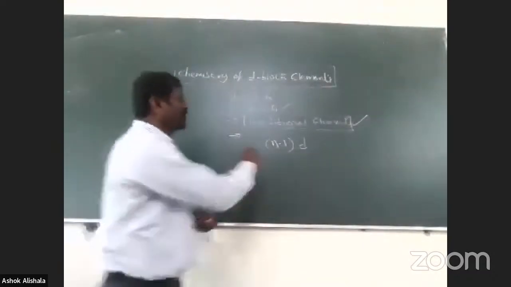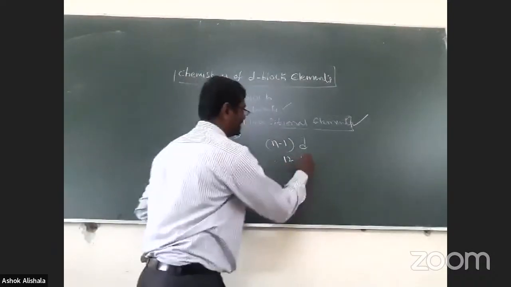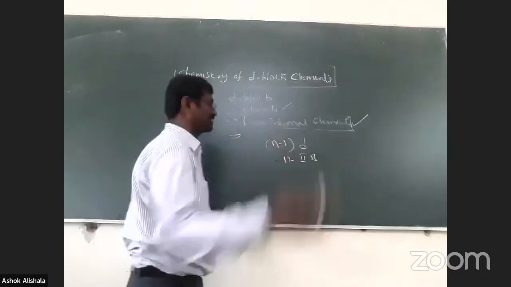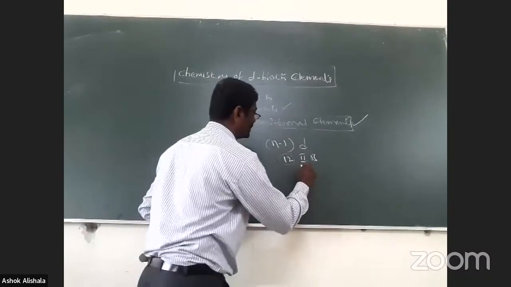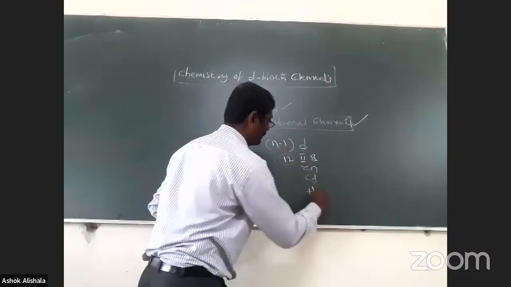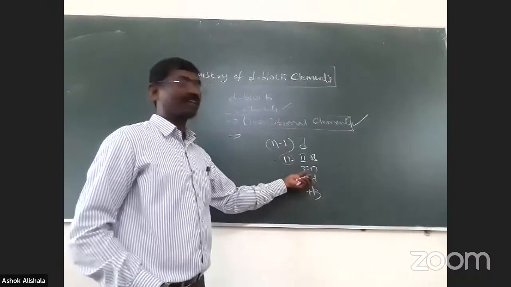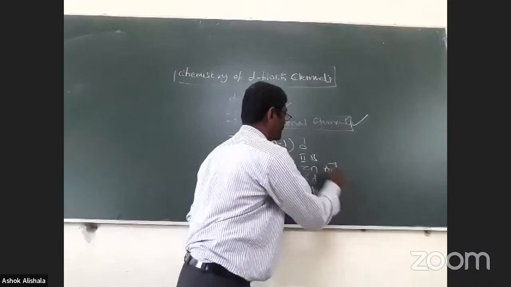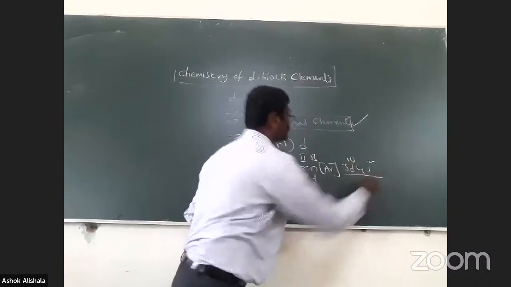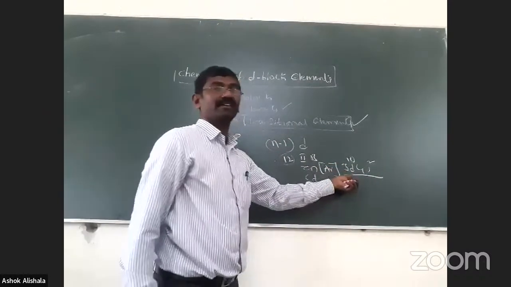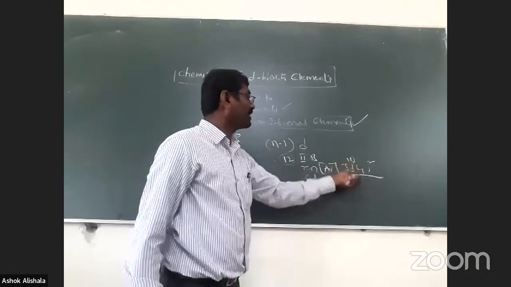For example, if you take the 12th group or second B group, zinc, cadmium, mercury, this group. You take zinc. So what is the configuration of zinc? Zinc electronic configuration is argon 4s2 3d10. So you see the D shell, the n-1 D shell, is completely filled.